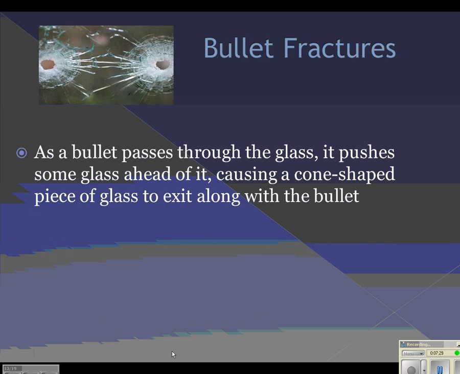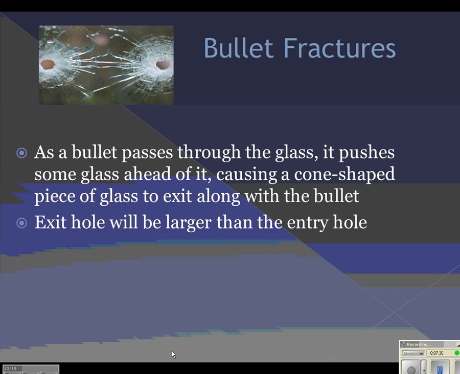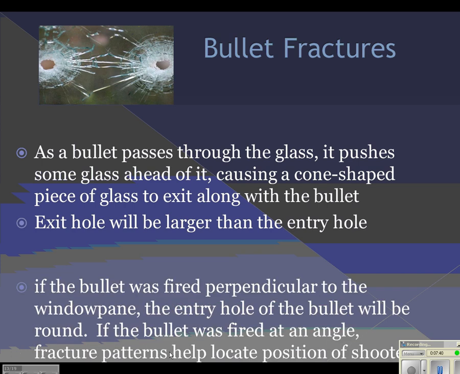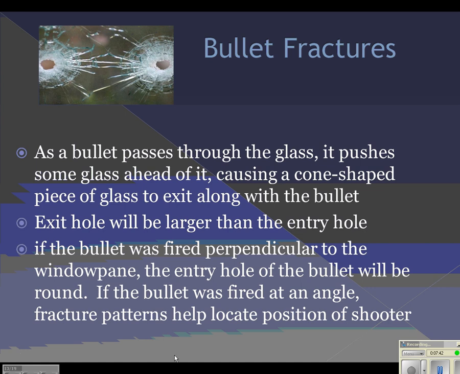For bullet fractures, we know that the bullet is going to push some of the glass ahead of it, causing a cone-shaped piece of glass to exit along with the bullet. And the exit hole is larger than the entry hole because as it hits the glass, it's going to slow down a little bit. So if the bullet was fired perpendicular to the window pane, the entry hole of the bullet will be round. If we look again in this section here, this is a round hole.